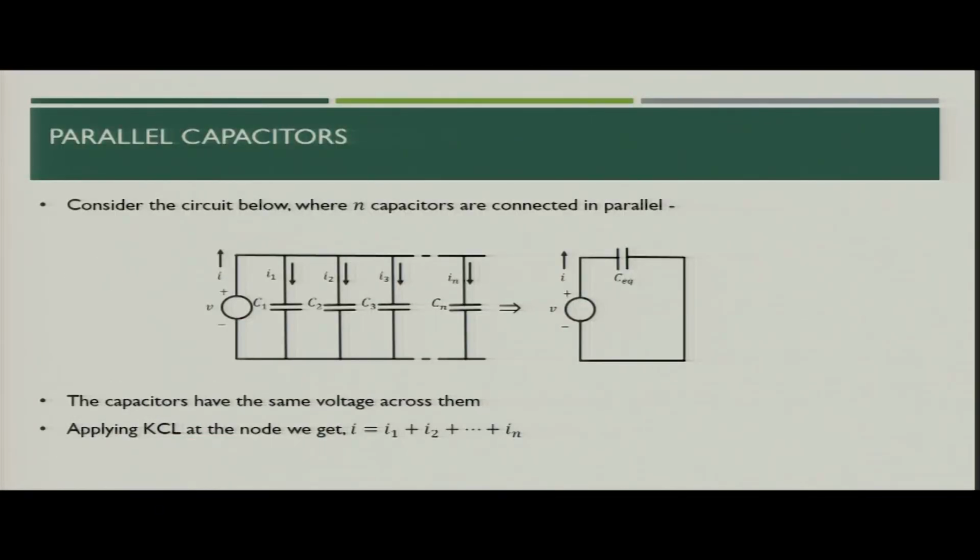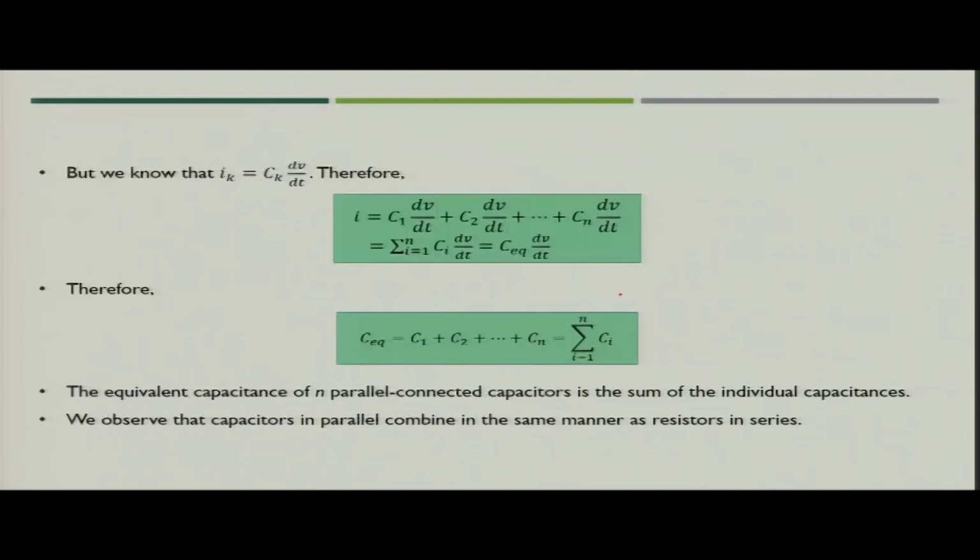Now, let us talk about the capacitors which are connected in parallel. So, here what you can do? You can simply apply Kirchhoff current law, and you can find out the value of equivalent capacitance. When you apply Kirchhoff current law, you know that the current flowing in the kth capacitor can be written as Ik is equal to Ck dV by dt. This is what we saw in the previous lecture.